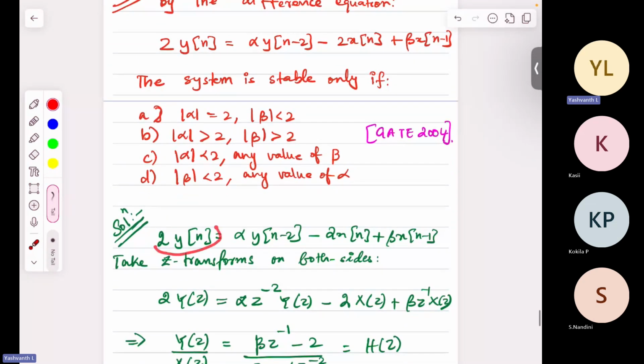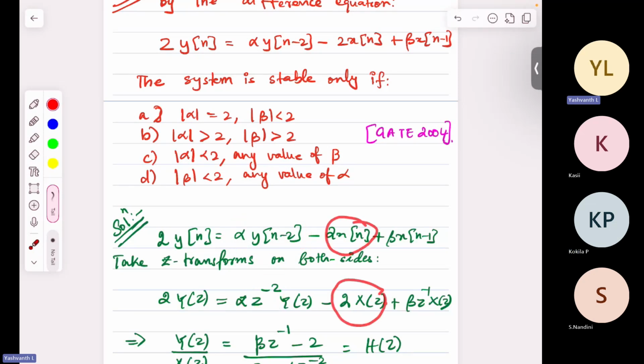So 2 times y of n equal to alpha times y of n minus 2 minus 2 times x of n plus beta times x of n minus 1. Now take z transforms on both sides. So 2y of n will become 2 times Y of z. Alpha times y of n minus 2 becomes alpha times z power minus 2 into Y of z.